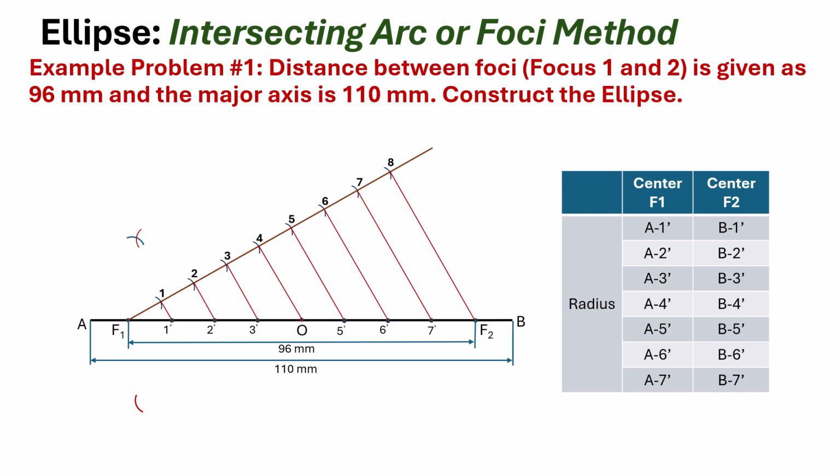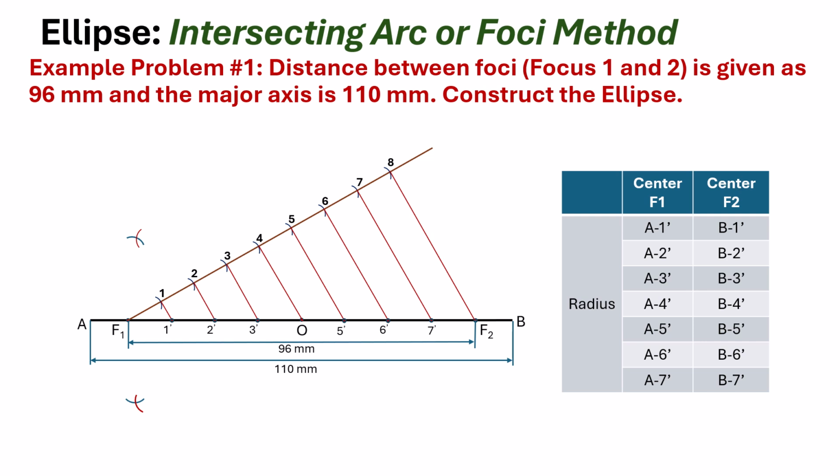Then with radius B1 dash, we take F2 as the center, and then we draw one arc on the above side of line AB, and one arc on the below side of this AB. So we will get these 2 points of intersection, one on the upper side, one on the lower side. Likewise, we keep on changing the radius and the center and get the remaining arcs.